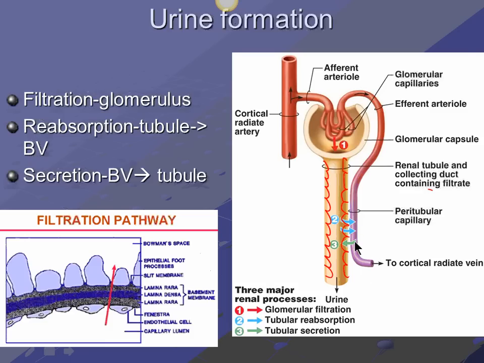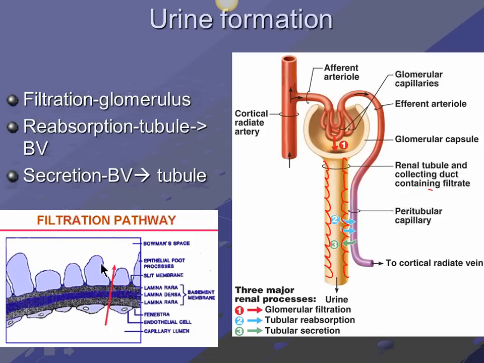So from the blood vessel, those substances will pass out into the interstitial connective tissue space, from that into the tubule cell and into the lumen, and then get out in the urine. So secretion is from the blood vessel into the lumen of the tubule, okay? So in an opposite direction to that of reabsorption.